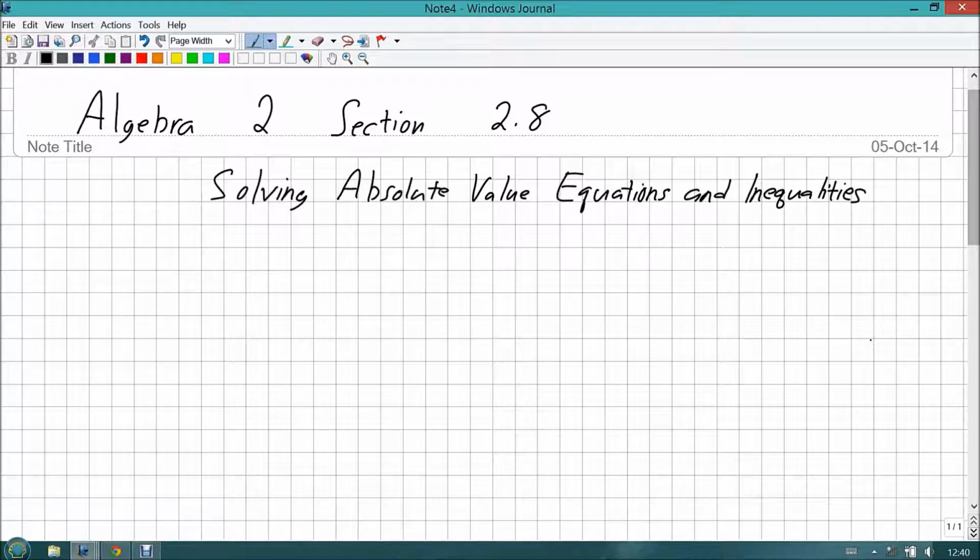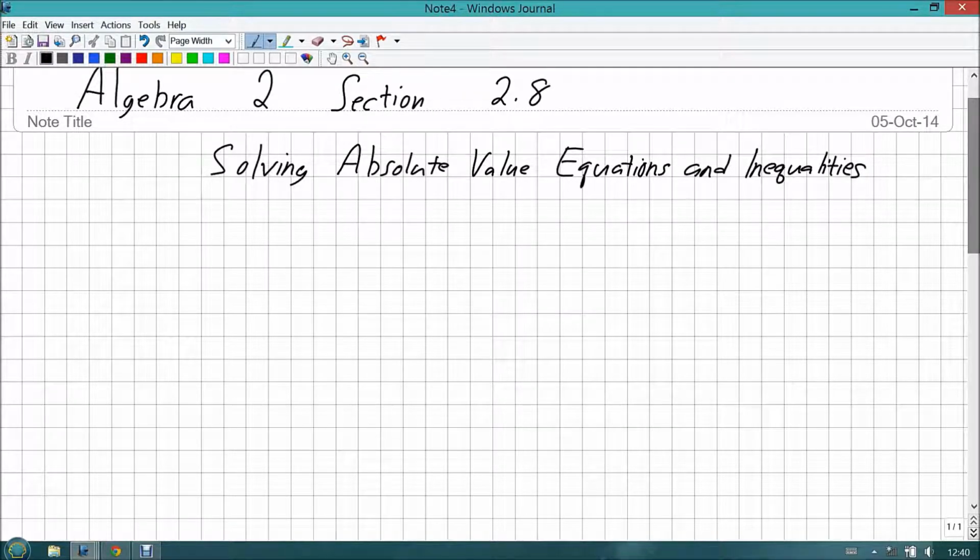Today we are going over Section 2.8, Solving Absolute Value Equations and Inequalities. Now, in the previous lessons, we have learned about inequalities and how they operate, how greater than or equal to operates, and also how the beautiful thing of absolute values works, where you have to have two answers for every absolute value. So let's go ahead and jump into these.